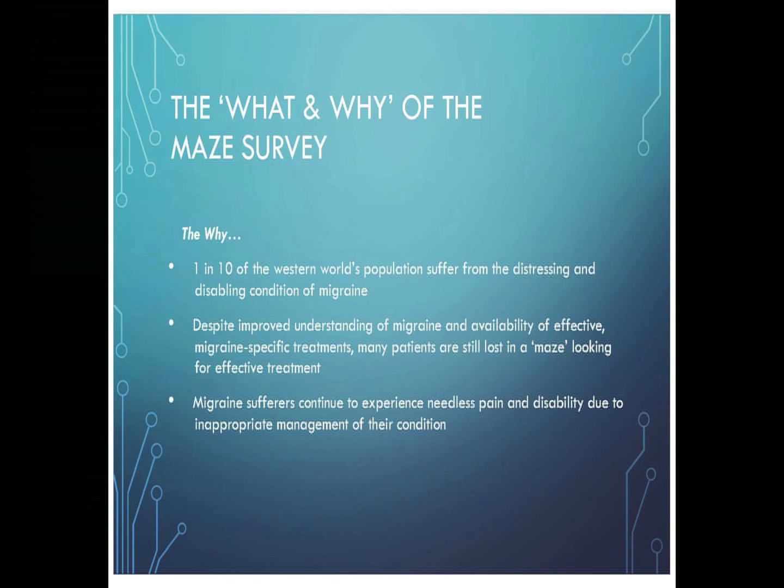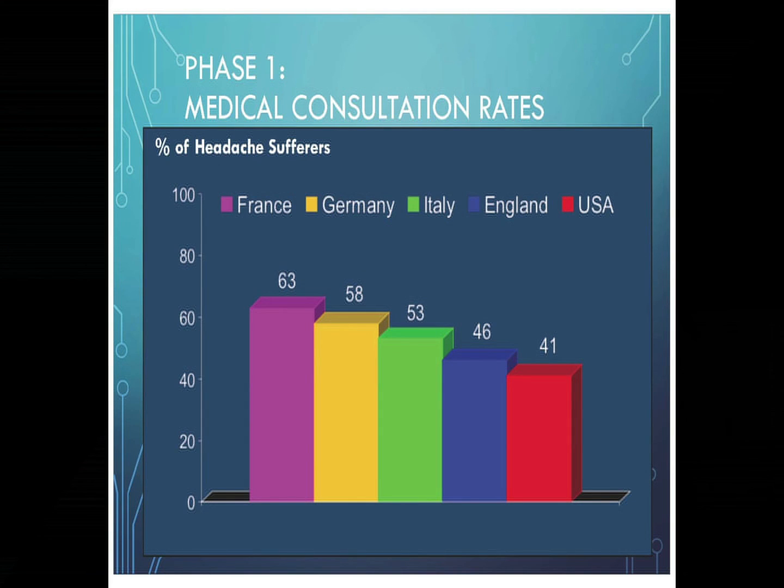I participated a number of years ago in something called the Maze survey that we did across countries, and we were very interested in trying to see in the Western world population, since there was a better understanding of migraine and new migraine-specific treatments had been identified, why we weren't doing better. Because people were continuing to have disability, they were continuing to have inappropriate management. And what we found was that medical consultation rates, despite the advent of acute migraine-specific therapies, were still lagging behind.